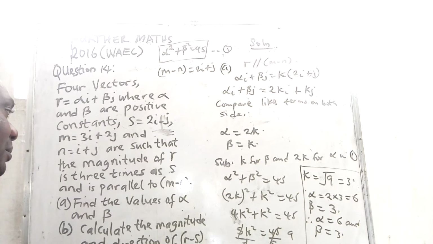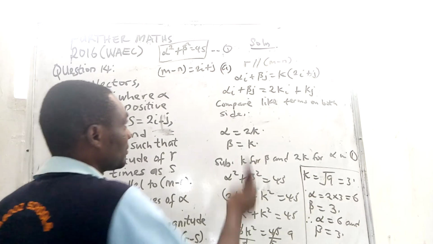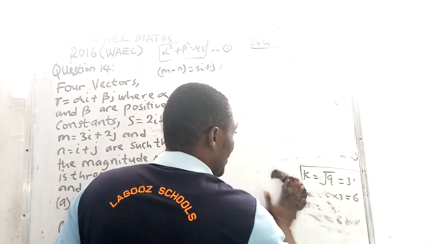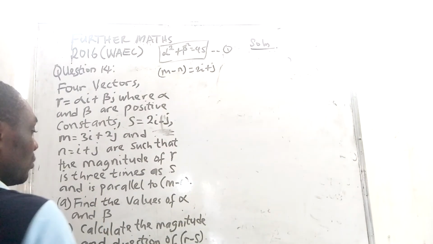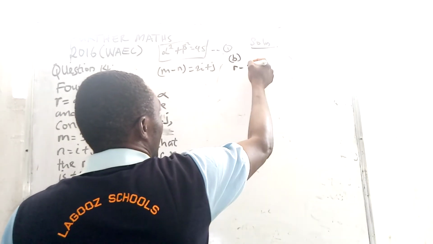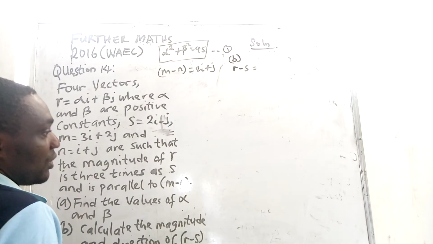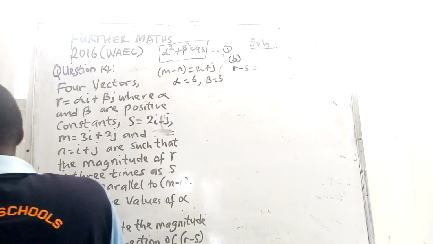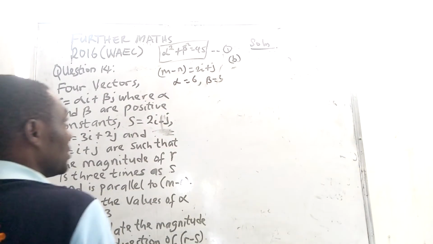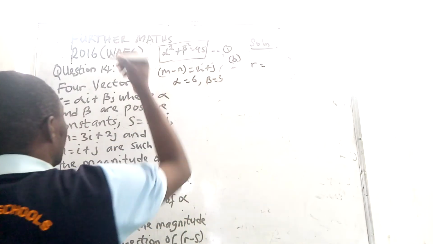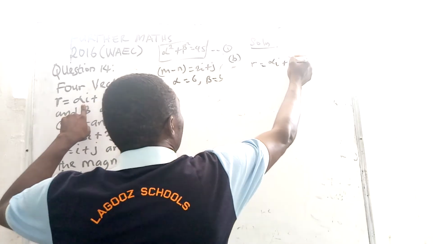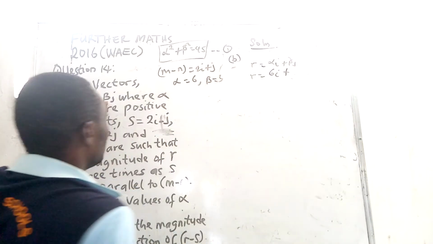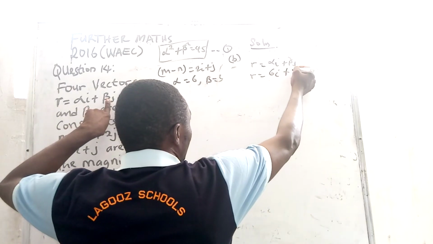B, we are going to calculate the magnitude and direction of r minus x. First of all, we look for r minus x. We have gotten our alpha to be 6 and beta equals 3. So we have to look for vector r first. Vector r equals alpha i plus beta j. So r equals, our alpha is 6, so I have 6i plus beta j. So beta is 3j.